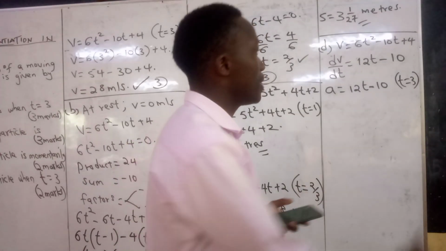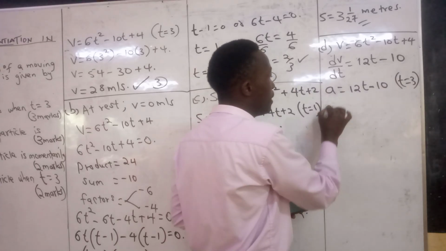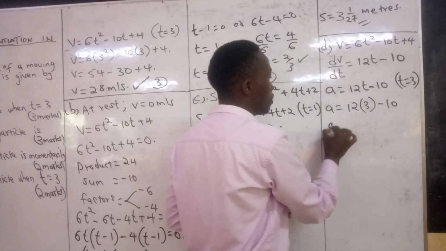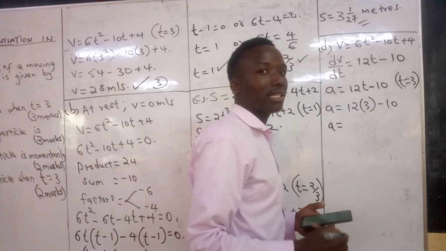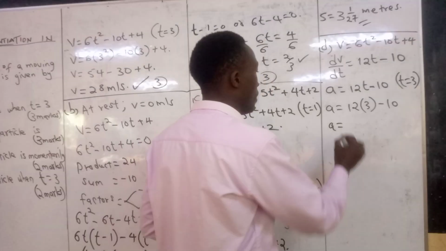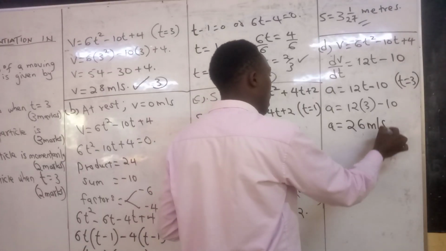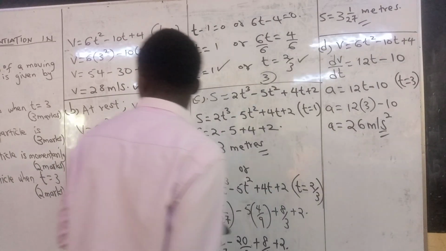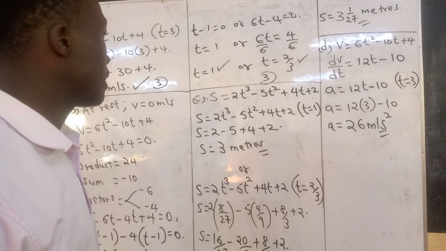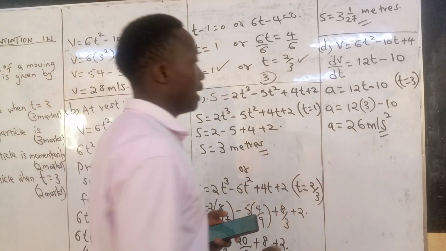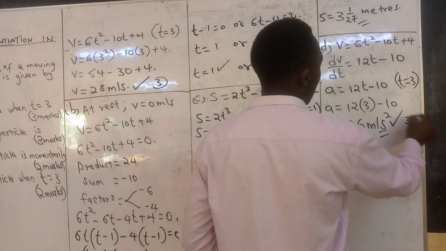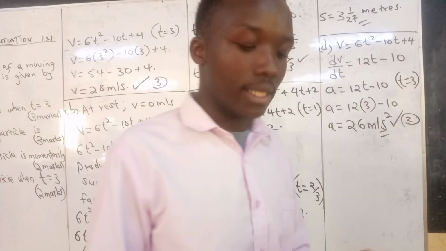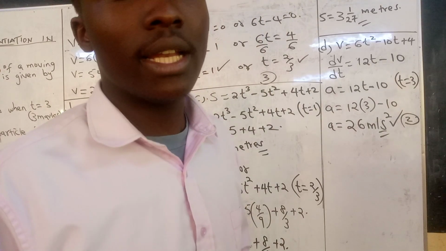So how do we do it? We substitute the value of t with 3 and we get A is equal to 12 multiplied by 3 minus 10. So A will be equal to 12 times 3 is 36. 36 minus 10 will give us 26 meters per second squared. And that will give us 2 marks. And in total, you have earned your 10 marks. It is as easy and as simplified as that.